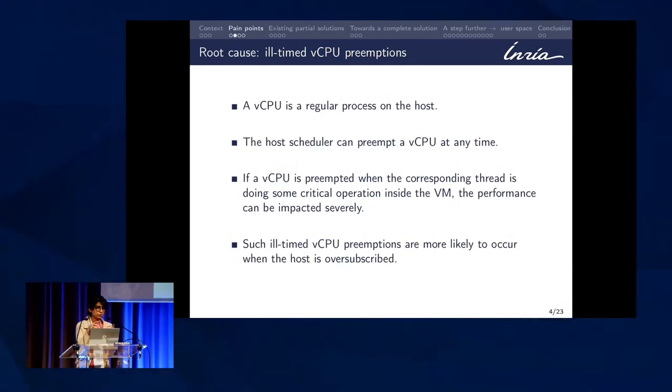As we all know, vCPUs are no special citizens. They run as SCHED_NORMAL regular tasks. That means the host scheduler can preempt a vCPU at any time. And when the preemption happens matters. What the application thread was doing on that vCPU inside the guest also matters. If it was doing something critical and the vCPU gets preempted, that is bad. It is going to hurt the application performance. The problem becomes even worse in an oversubscribed environment, which is a fairly common practice in cloud environments, because it simply increases the likelihood of a vCPU getting preempted at a bad time.